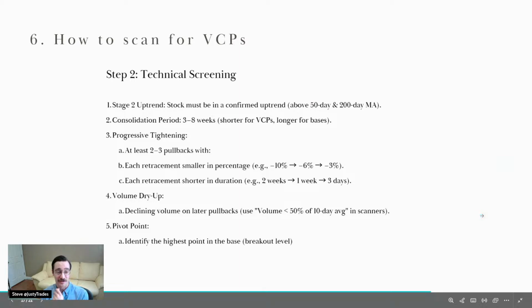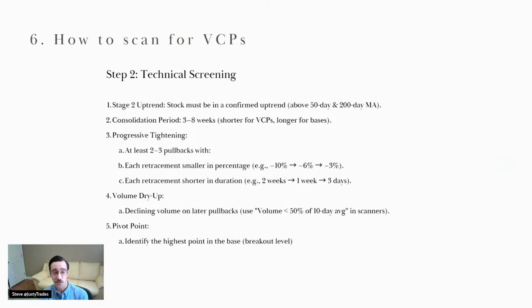Moving on to the technical side of the screening, there's a good amount of things that we want to look for. The first is that we're in a stage 2 uptrend, like we talked about. We want to see that price moving up before we even consider buying. Stage 2 uptrends must be confirmed, and that looks like trading above the 50 and the 200-day moving average. They're easy to scan for. You can do all of this free on FinViz.